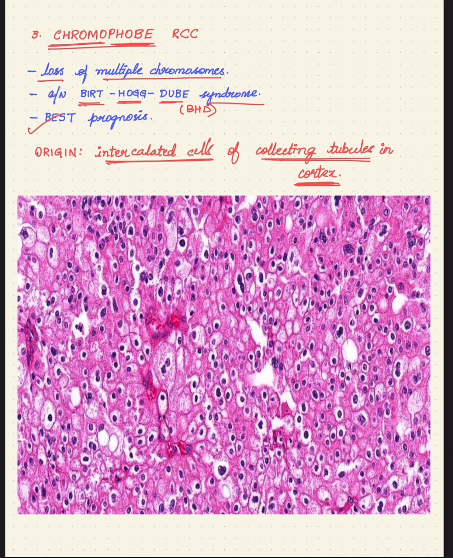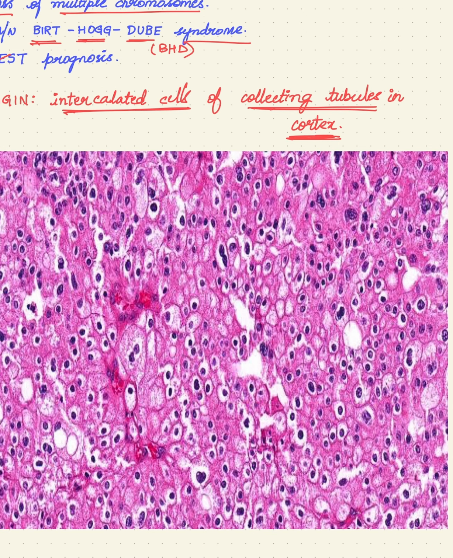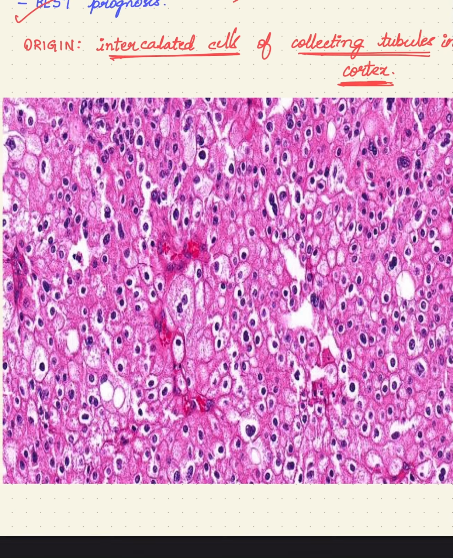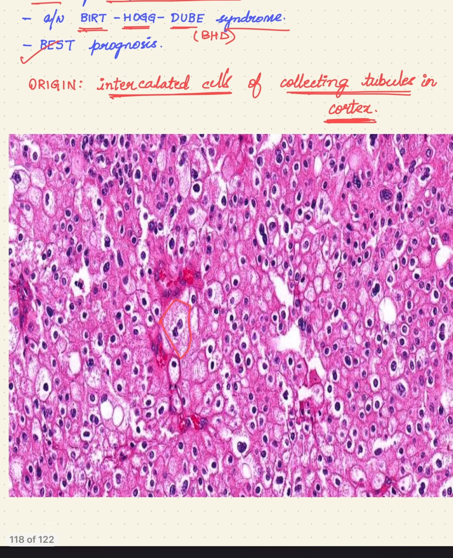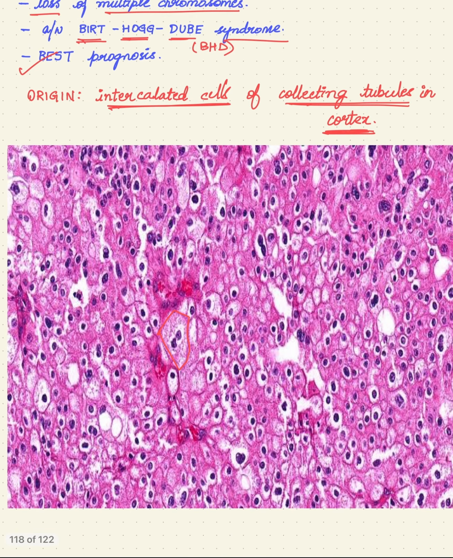The most striking feature of this chromophobe variant on the microscopic slide is that it looks like a plant cell, like the xylem and phloem of the plant we studied in botany. It is polyhedral in shape, and thick, well-defined cell borders can be seen. Very thick cell borders. There is a large central nucleus here.